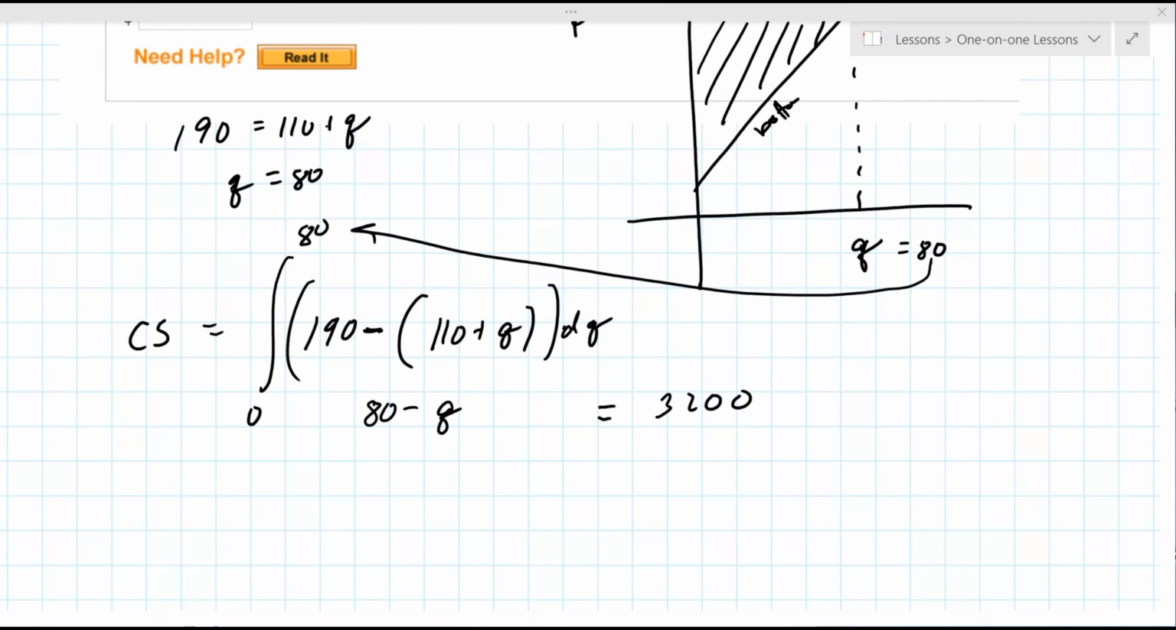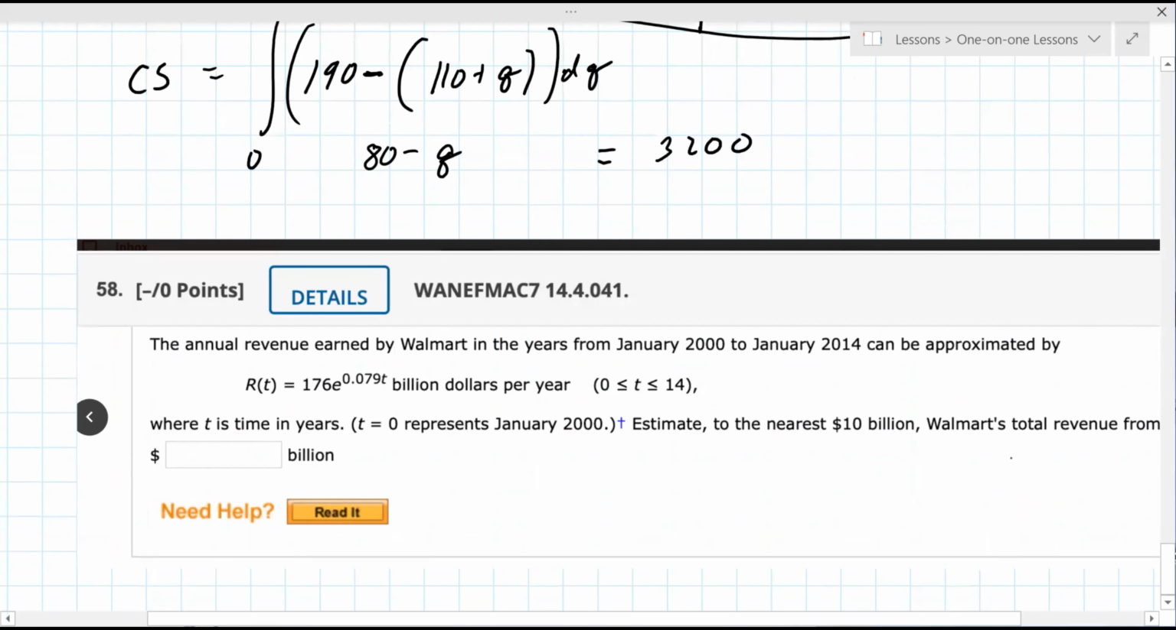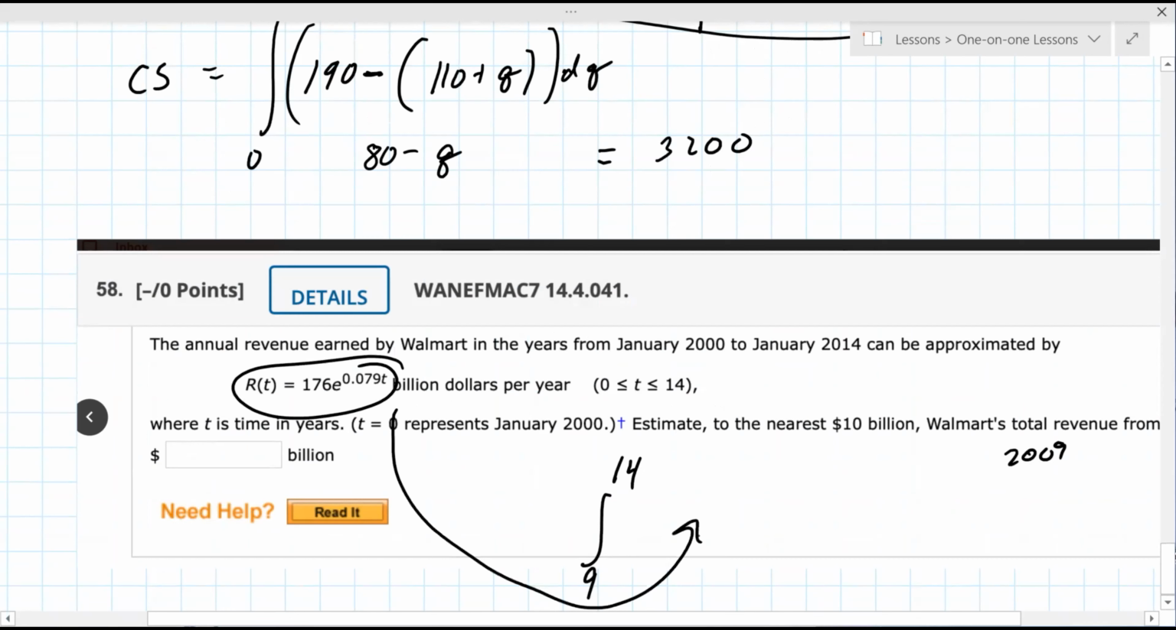$58. Okay, I think we did this. This is like the last problem we did yesterday. I'll just remind you that you just put this into the calculator, but you have to change the limits. The only thing I'll just remind you is somewhere it said 2009. So you integrate from 9 to 14 of this thing right here. You get your number, and then there's 10 billion. So there's a few things that you've got to look up.